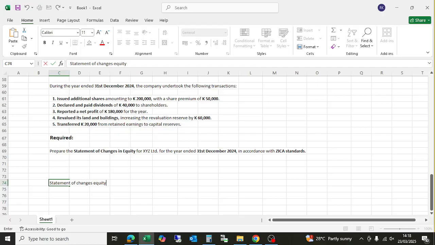For instance, if we have retained earnings of 500 kwacha, and then we give dividends of 50 kwacha, meaning our closing retained earnings will be 450 kwacha. But if we have retained earnings of 500 kwacha, we don't give any dividends, but we get profits of 80 kwacha, we'll have 580 kwacha as our closing balance for retained earnings. Okay, perfect. Let's do this.